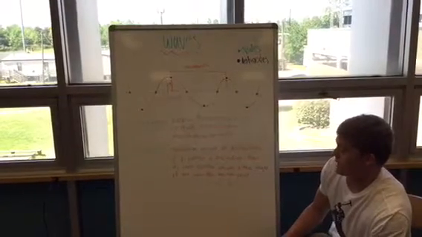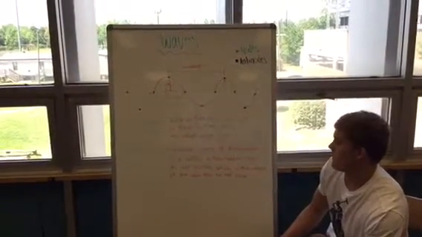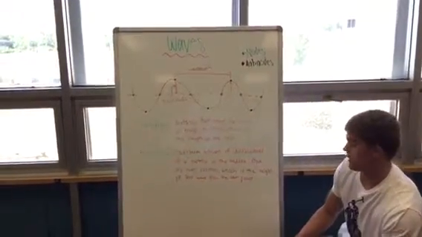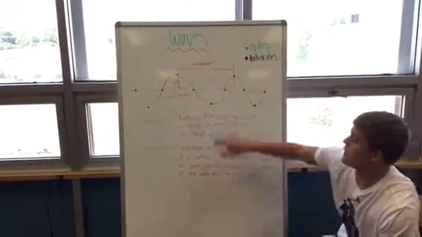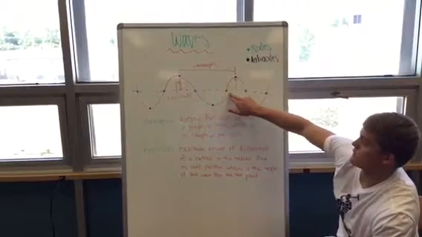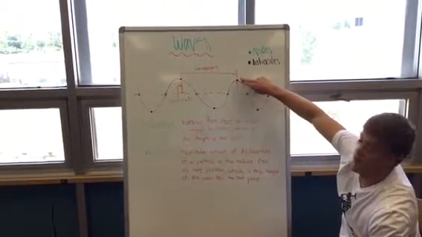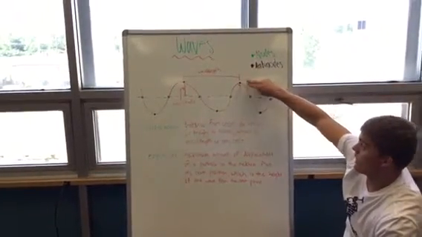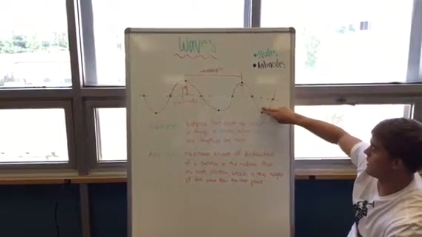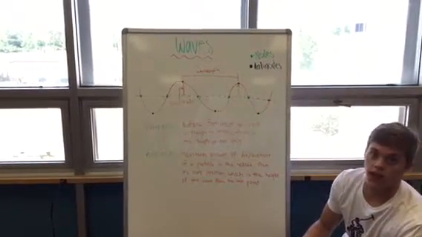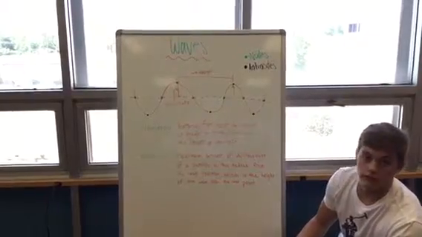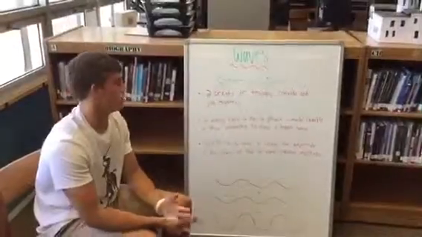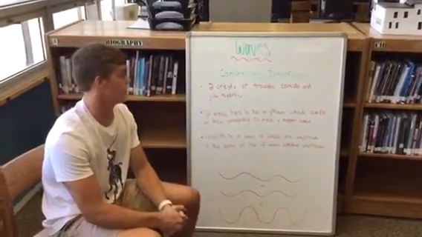The next is amplitude, which is the maximum amount of displacement of a particle on the medium from its rest position. You can see this dotted line, this would be the rest position, that would be the max displacement on the top side, and this would be the max displacement on the bottom side, and that's basically just the height of the wave.